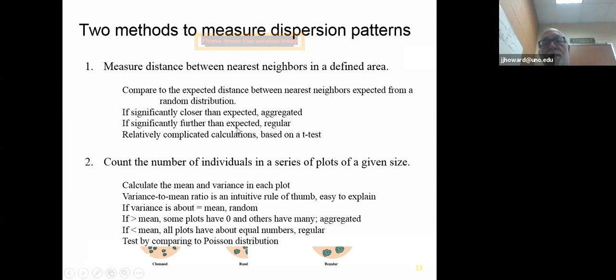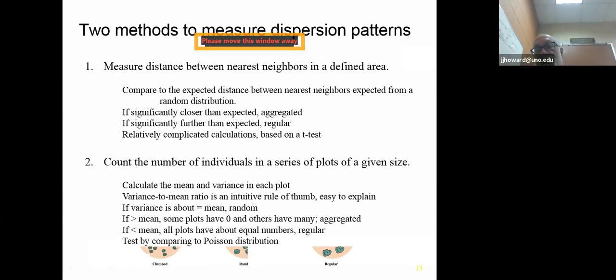If they're significantly further than expected, then it's regular. Okay, so the thing is that these are kind of complicated calculations and they're based on a t-test, and they're hard to explain to a class where you're just showing slides. So I'm not going to talk much about that. This is what the lab did. This is the method the lab used for their project this semester.